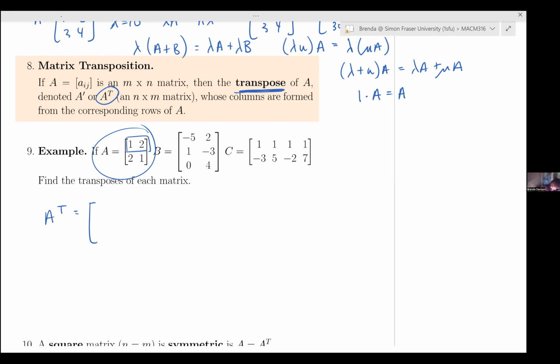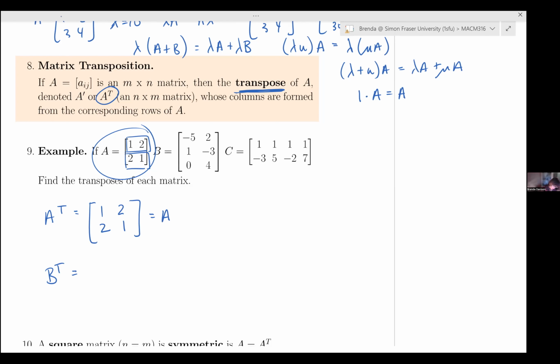First row becomes the first column, and then the second row becomes the second column. Okay, so in this case, it is the case that A transpose is in fact A. Let us see one where that doesn't happen, because maybe that's not the best one to see right out of the gate. Let's do B transpose.